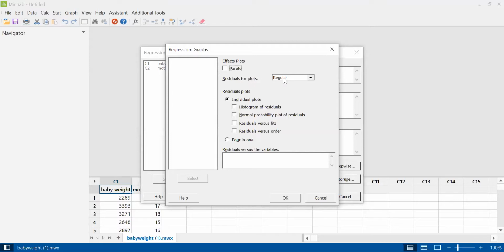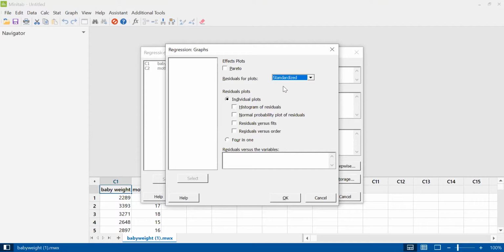I don't want regular residuals. I actually want to look at standardized residuals. This is going to help me when I look at my outliers. So I definitely want standardized, because if you just look at regular, your numbers go up to like 50 or something large, and you don't know what is considered an outlier. This way, with standardized, anything outside of positive or negative 3 is going to be an outlier.